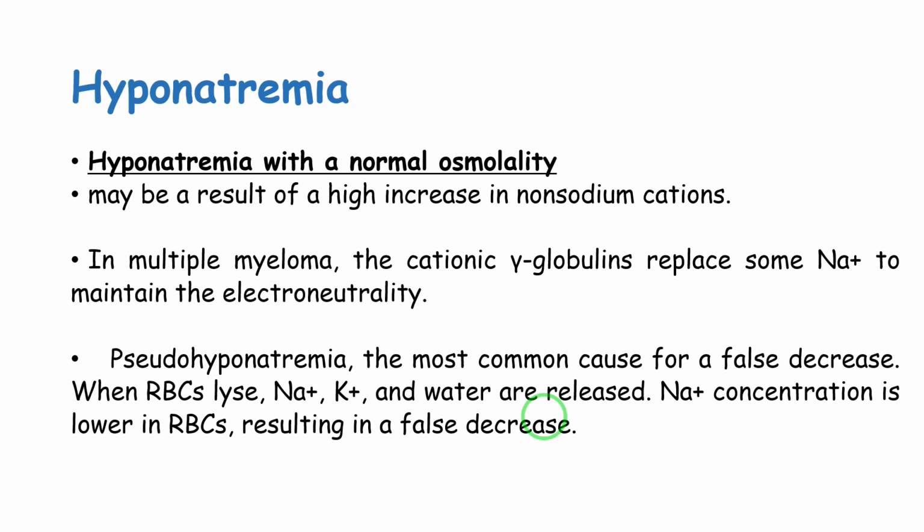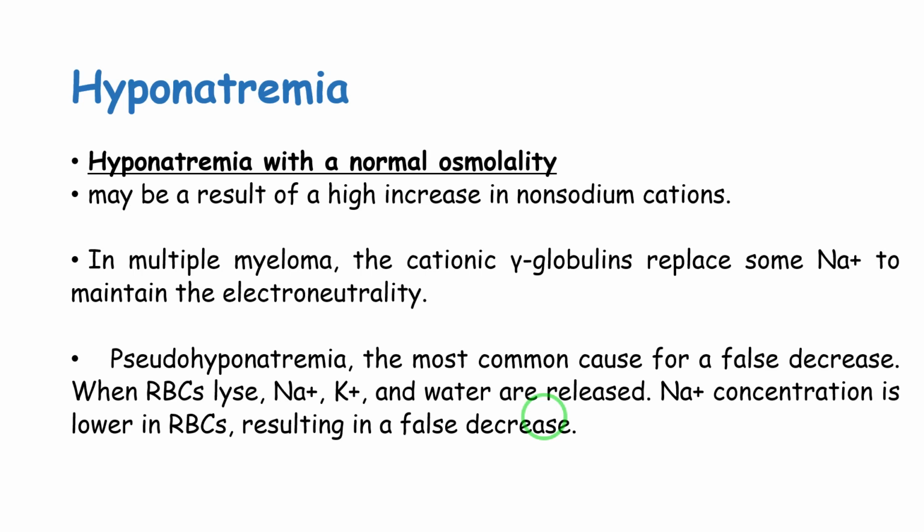Sometimes hyponatremia can be categorized according to the state of the osmolality. Sometimes the patient has hyponatremia and normal osmolality, sometimes hyponatremia with hyperosmolality, and sometimes with hypoosmolality. For example, multiple myeloma is an example of hyponatremia with normal osmolality, and this may be secondary to the presence of gamma globulin.